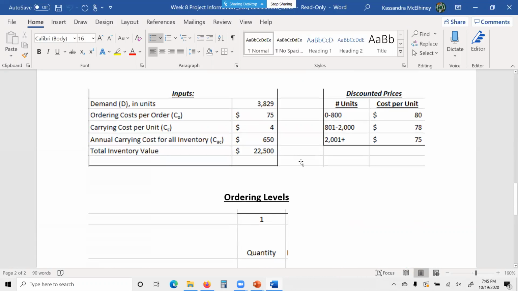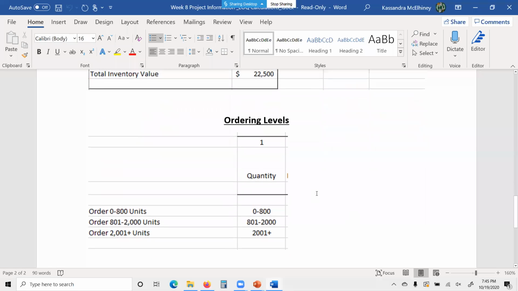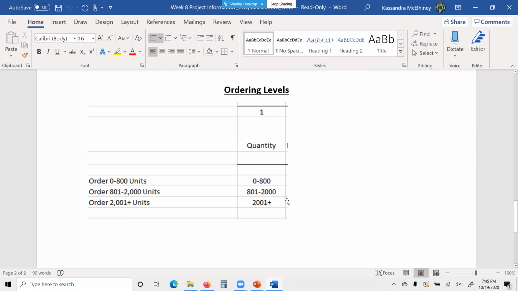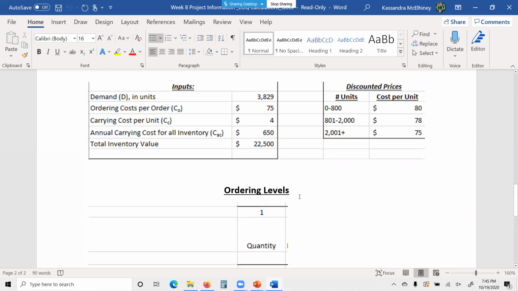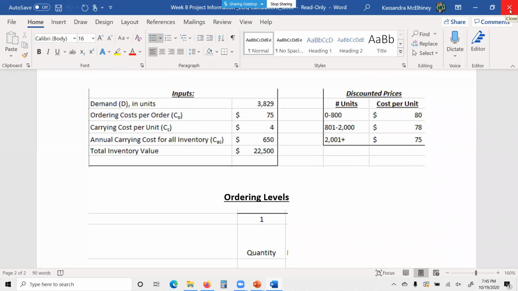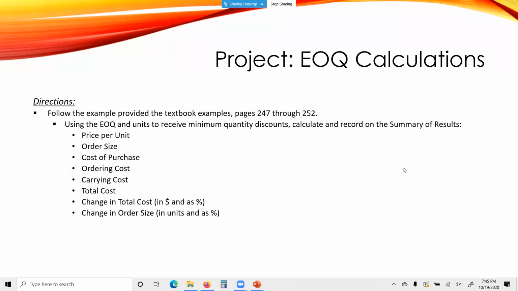So that is in our inputs right there. That's the top of the spreadsheet. The demand, the carrying cost per unit, things like total inventory value. We may or may not use that. And then our quantities. So that's one item.